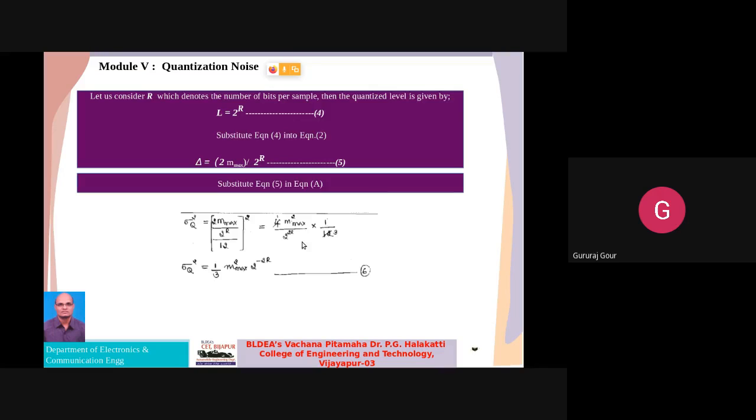Now P indicates the average power of the message signal m of t. Then the output signal to noise ratio, that is SNR naught, for the uniform quantizer is given by this formula, that is the average power of the message signal P divided by sigma q square, that is the mean square error, whatever you got. Then we will get a final expression for the output SNR for the uniform quantizer. So this is, guys, a very important derivation we have observed today for the uniform quantization.